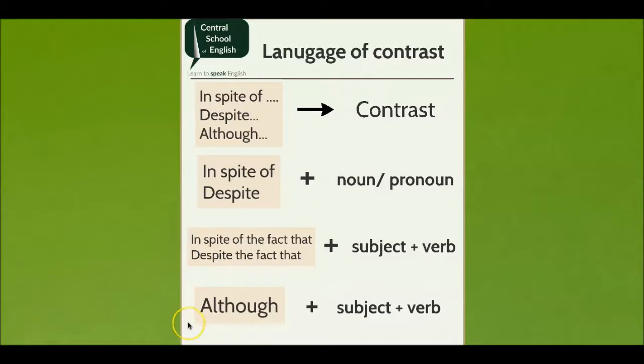We have learned that we use the word although to describe a contrast. We use a subject and a verb after the word although when we use this word to describe a contrast.